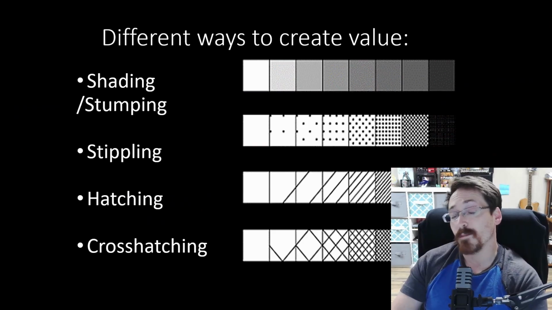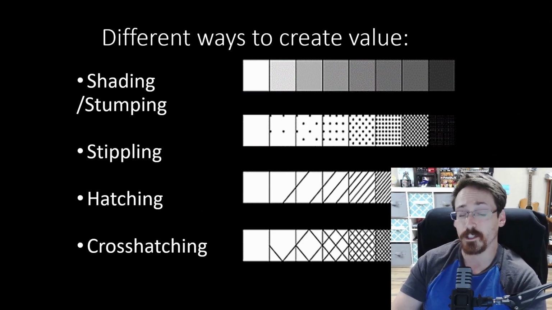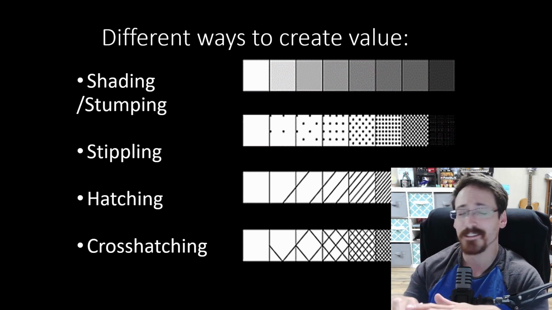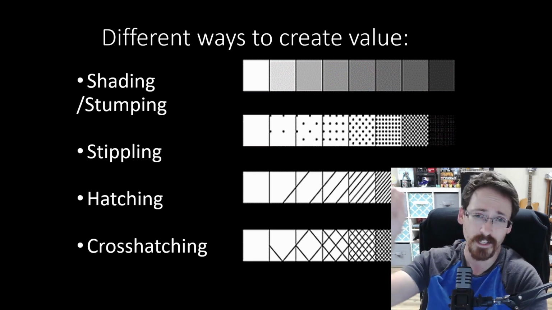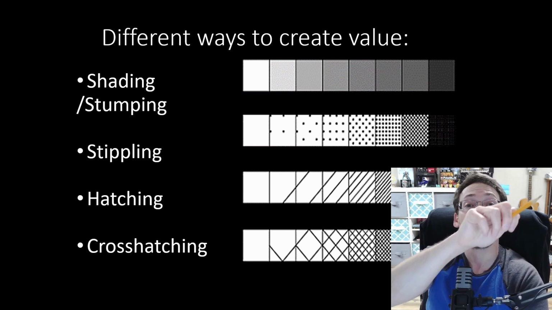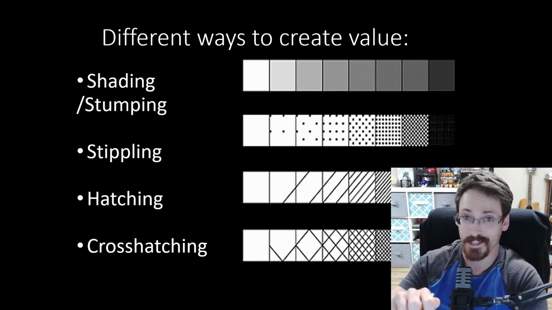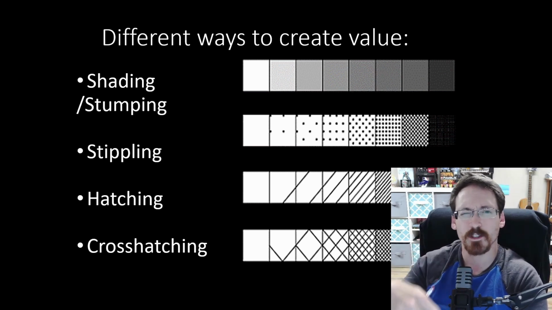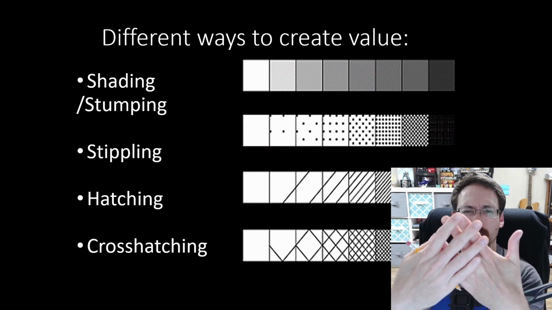The third way to make a value is with cross-hatching, and cross-hatching is done exactly the same way as hatching, except for every diagonal line you go one way, you make another diagonal line going the other way. It's kind of like crisscrossing. So you have your fingers like this, for instance.